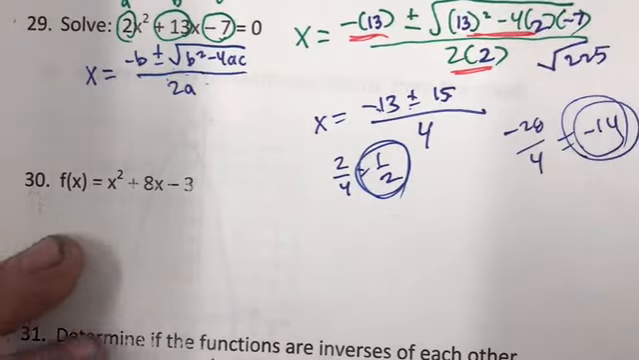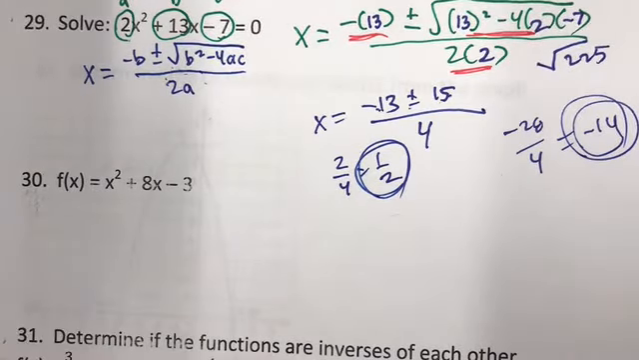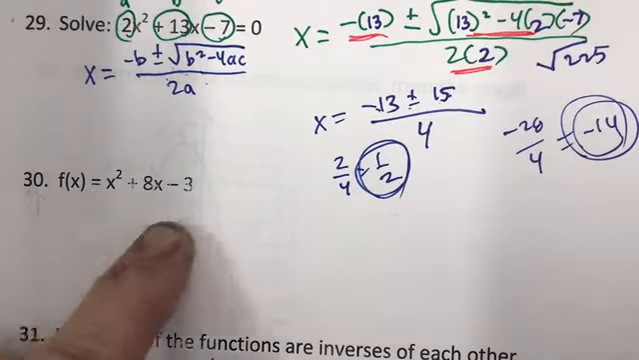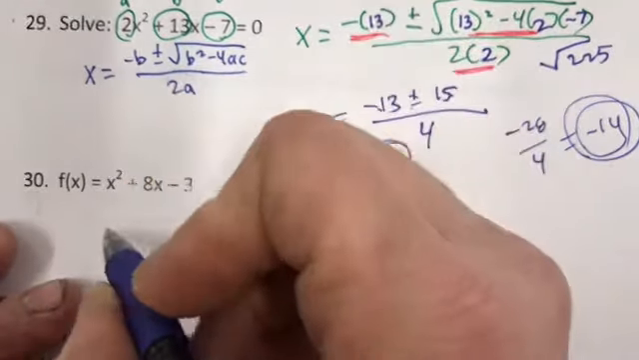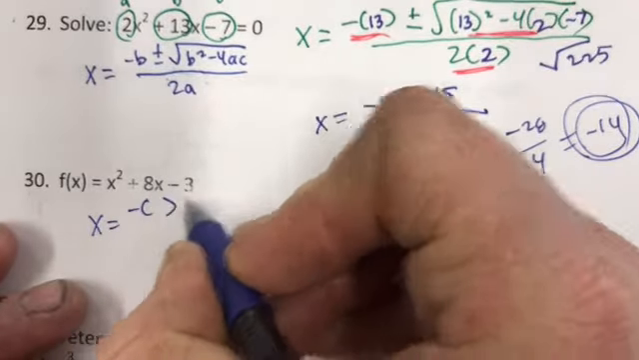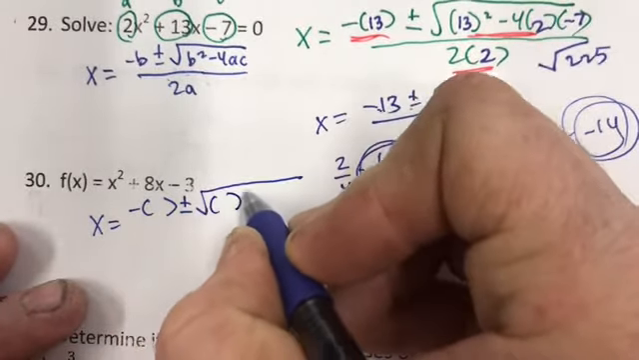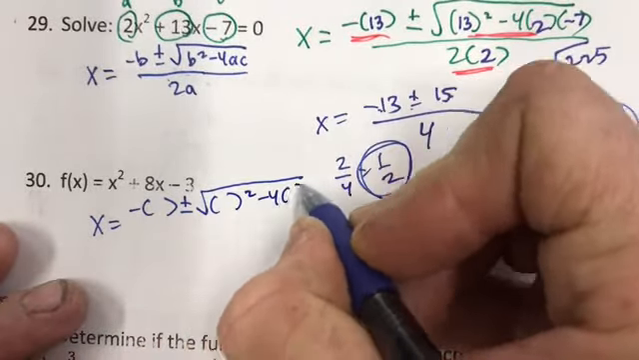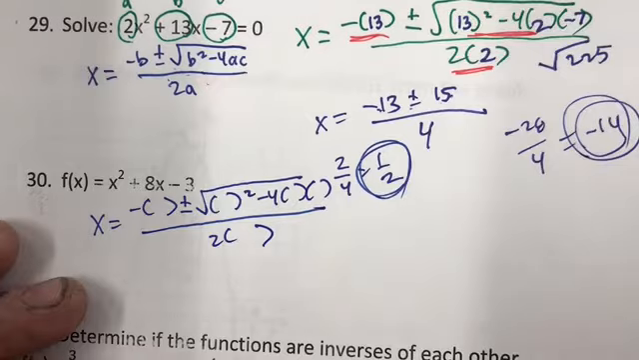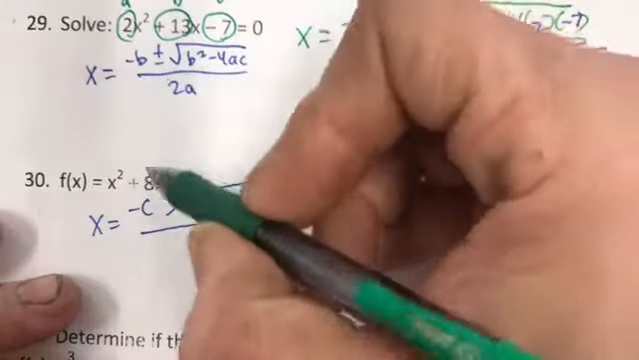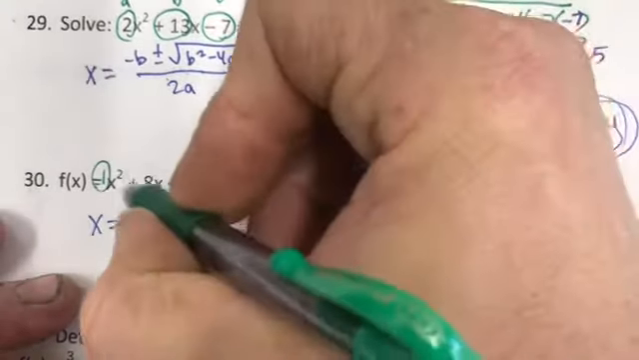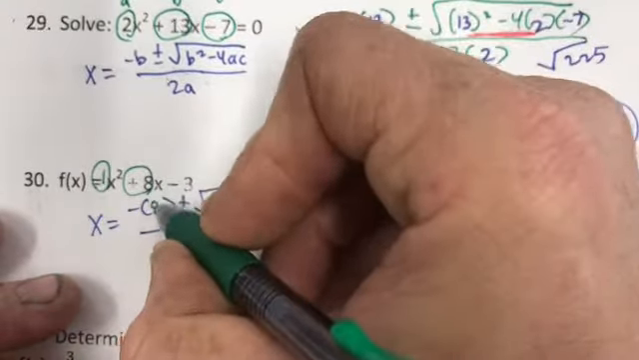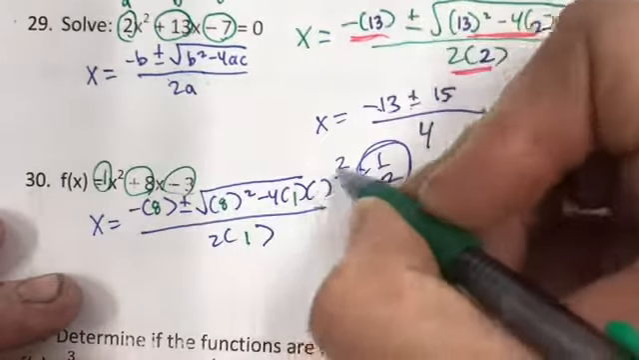All right, so here's another one here. We're going to solve this one. Okay, so I'm going to do it again. X equals negative b plus or minus the square root b squared minus 4ac all over 2a. All right, so my a is 1. So here, that's a 1. That's my a. There's my b right there, 8. So it goes here and here. There's my c, -3.